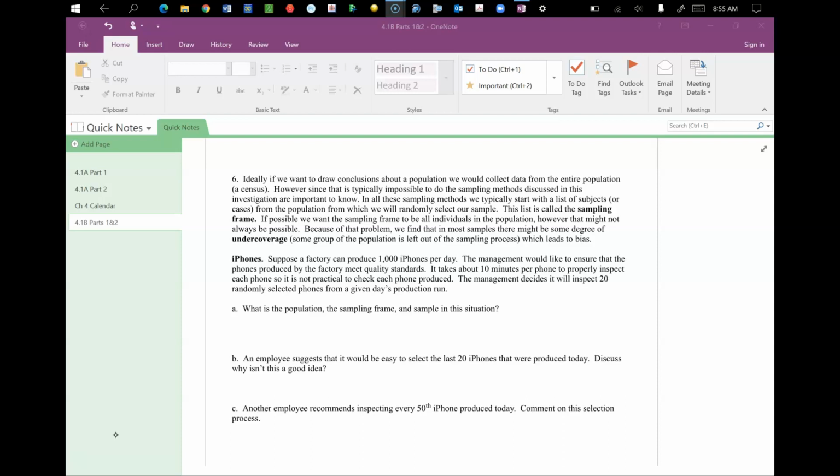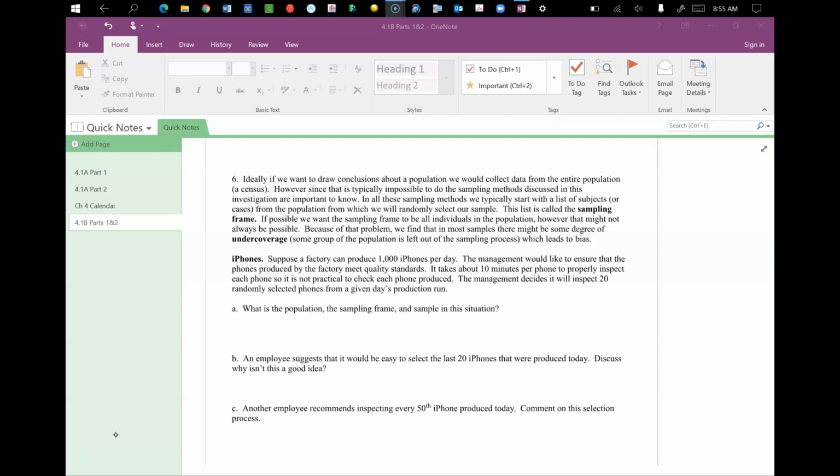The list that we're going to select our sample from is called the sampling frame. Ideally, we would like that to be the entire population. However, that might not always be possible. Think of sampling all the fish in the Great Lakes. Because of that problem, we find that in most samples there might be some degree of undercoverage. Undercoverage means we are not giving each subject or case in the population an equal chance of being selected, and this can lead to bias.